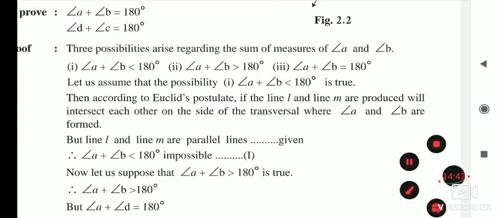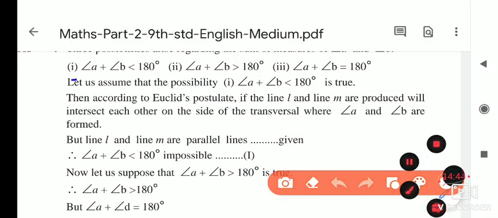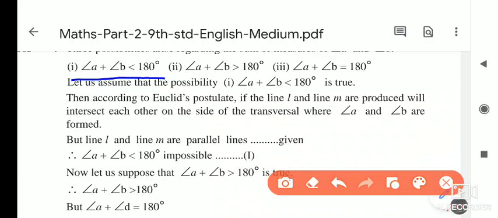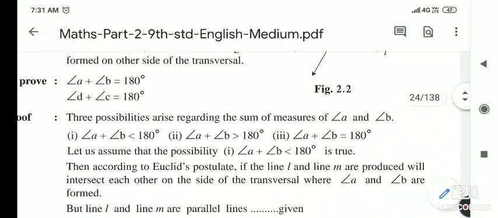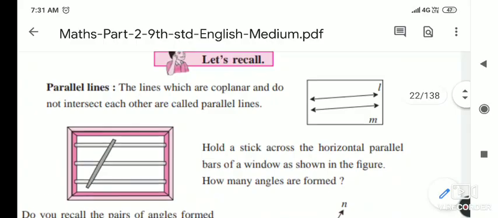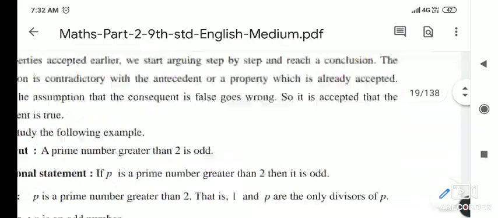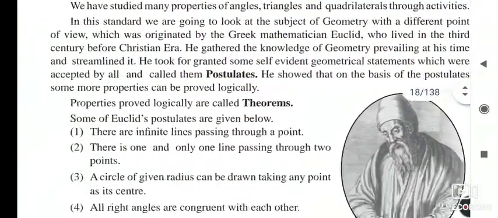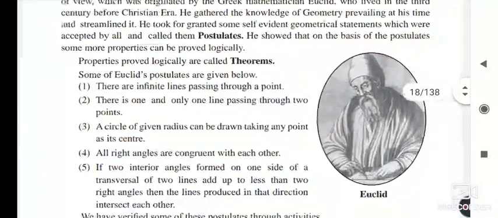So the first possibility is that A plus B is less than 180. If we consider the first possibility to be true, what we are saying is that Euclid's postulate applies.